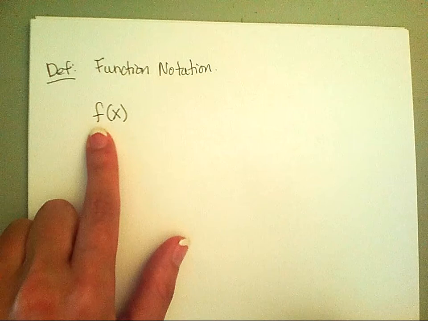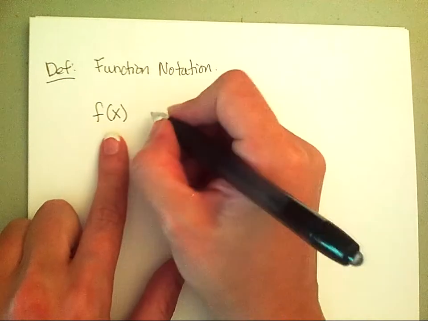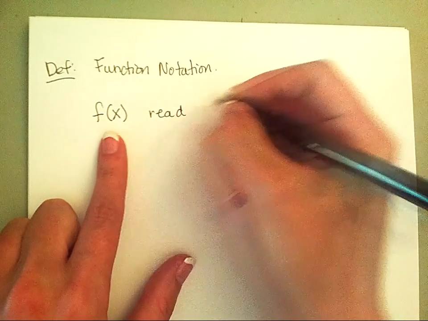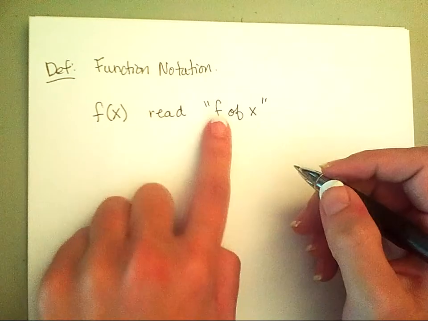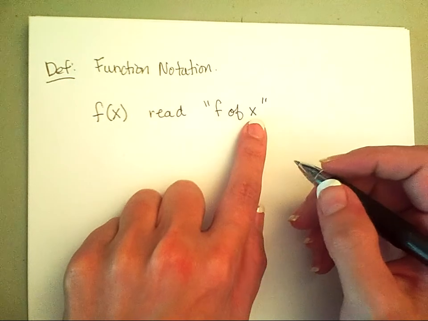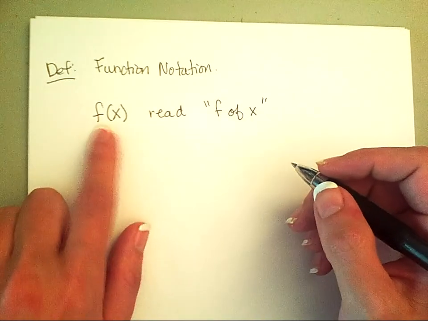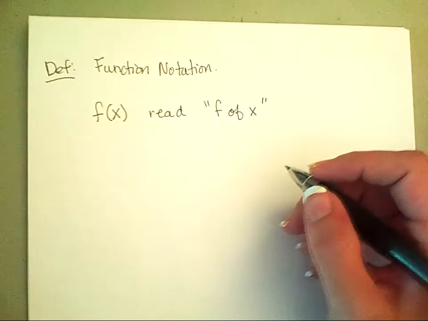And that is written like this. Okay? This is read f of x. Okay? It is a function of x. This does not mean f times x.